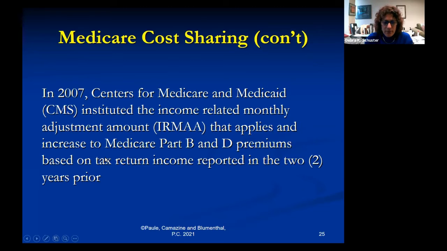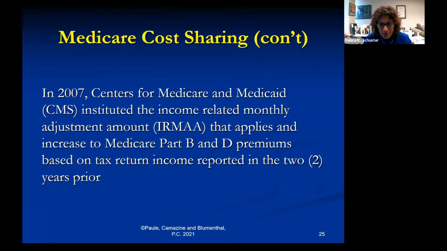So in 2007, the Centers for Medicare and Medicaid, CMS, which is the federal governmental agency that administers the Medicare and Medicaid programs, instituted something called the income-related monthly adjustment amount that applies an increase to Medicare Part B, those physician and outpatient procedures that Medicare covers, and the Medicare prescription drug premiums, based on the tax return income that is reported 2 years prior. So for 2021, Medicare will look at someone's tax return that was filed in 2019.